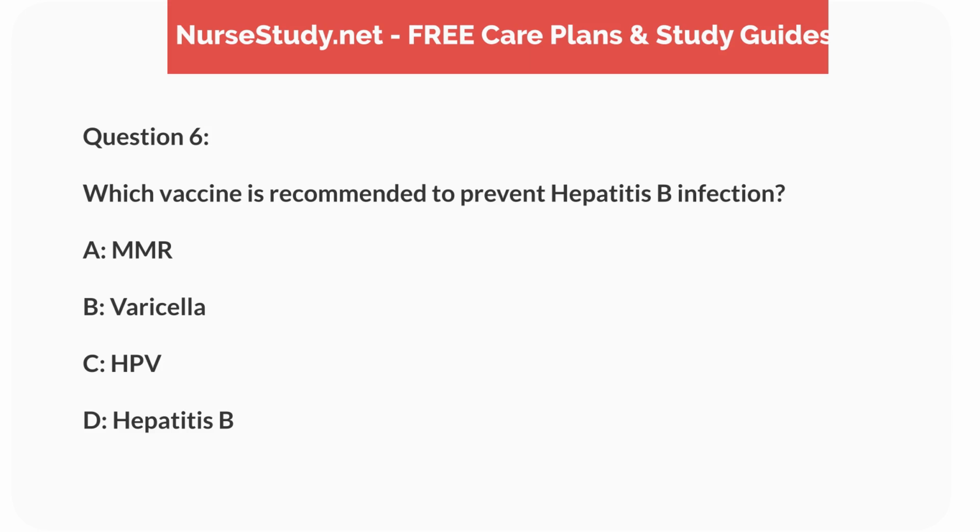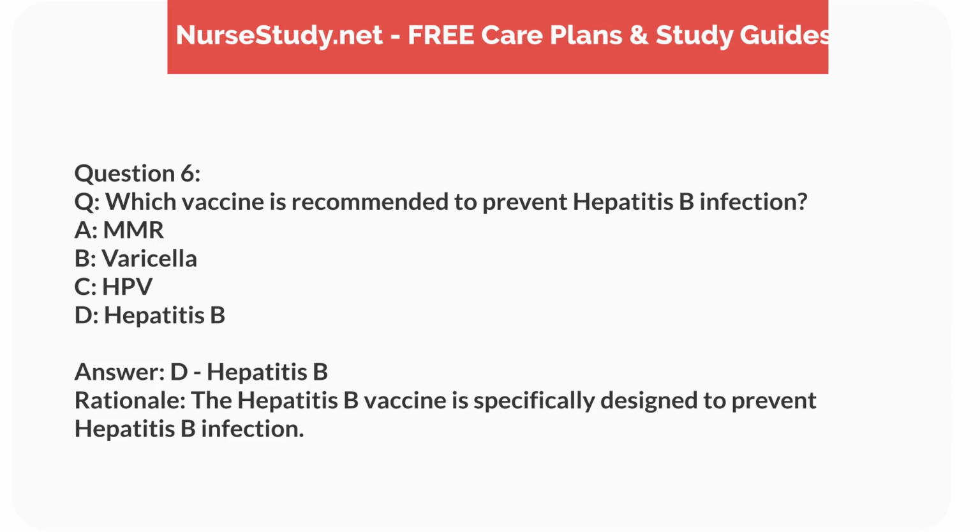Question 6. Which vaccine is recommended to prevent hepatitis B infection? A. MMR. B. Varicella. C. HPV. D. Hepatitis B. Answer: D. Hepatitis B. Rationale: the hepatitis B vaccine is specifically designed to prevent hepatitis B infection.